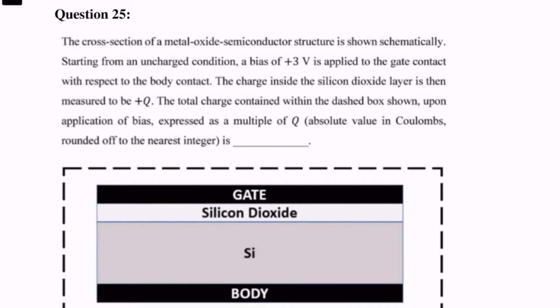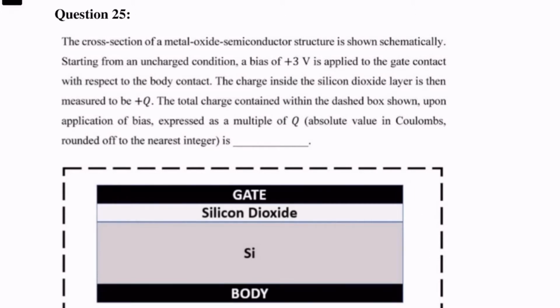So in this question, which is question 25, we are given a cross section of a metal oxide semiconductor structure as shown below. We have a gate, we have silicon dioxide, silicon, and a body. The gate and the body actually represent conducting contacts to the gate and the body. So the idea is that this is conducting, and silicon, which is a semiconductor, can also be thought to be conducting, but silicon dioxide is an insulator. So the structure is two conducting plates separated by an insulator, which is a capacitor.